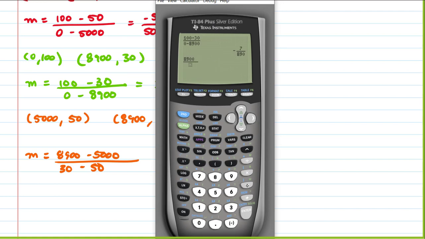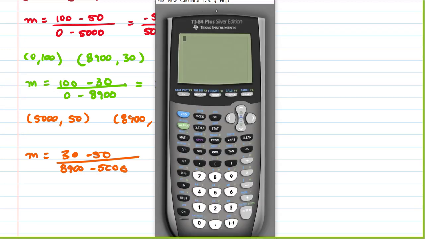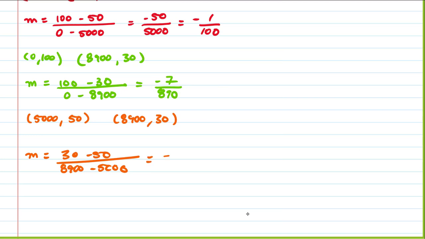So 8,900 take away 5,000 all over 30 take away 50, and we get... but I did that upside down. So let's type that in right. Oh my. Let's try again. Y2, so 30 minus 50 all over 8,900 minus 5,000. So now if we do that properly, we get 30 minus 50 over 8,900 take away 5,000, and we get negative 1 over 195.